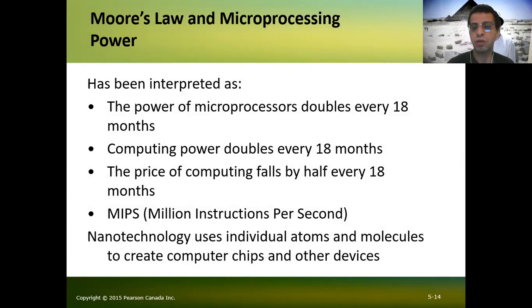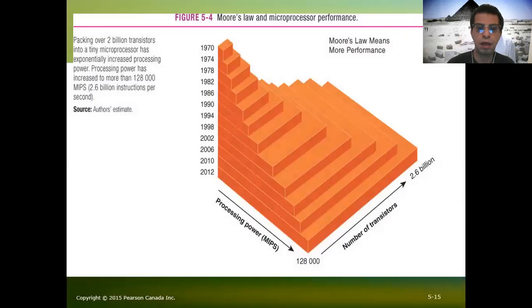So there is a 128,000 MIPS. With nanotechnology, the business uses individual atoms and molecules to create a computer chip, which is very small, and other devices. Now, in Moore's law, basically what he's talking about from the 70s up to 2020, the processing power became 128 MIPS, which stands for million instructions per second, increasing to almost 2.6 billion instructions per second.